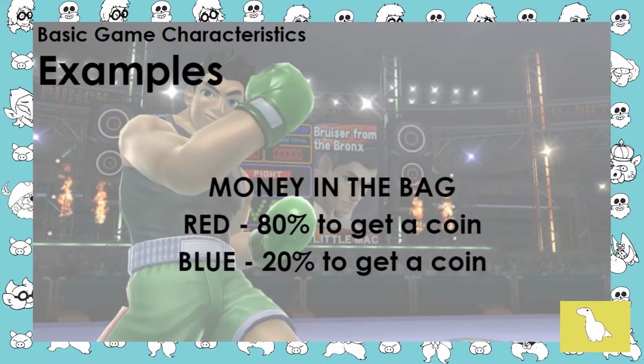Here's one example. I got it straight from a book called Characteristics of Games by Elias, Garfield and Gutschera. They invented these two games to give some examples of heuristics. The first one's called Money in the Bag. You've got two buttons, you take turns, and every turn you have a percentage chance to get a coin. If you press the red button, you've got an 80% chance to get a coin. If you press the blue button, you've got a 20% chance. Every player has their own bag, and they press either red or blue each turn, and you try to get the most coins.